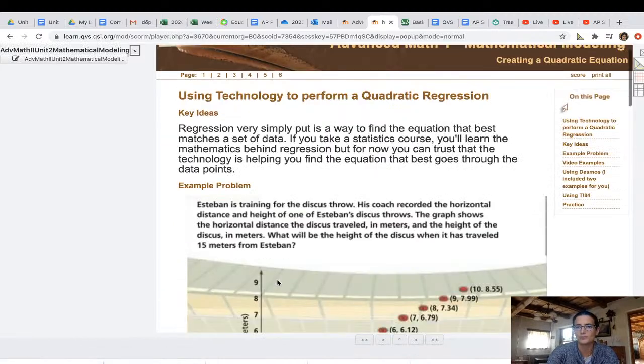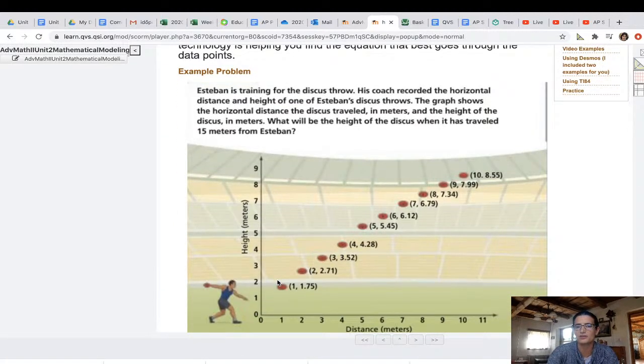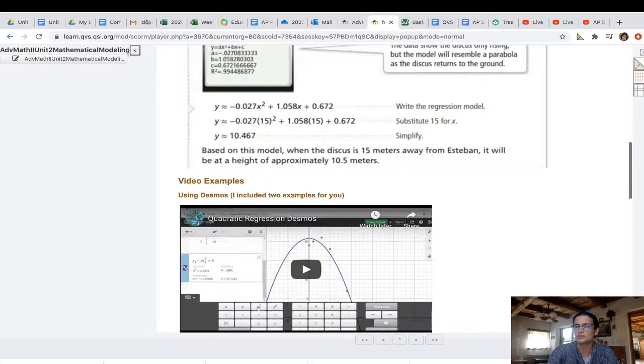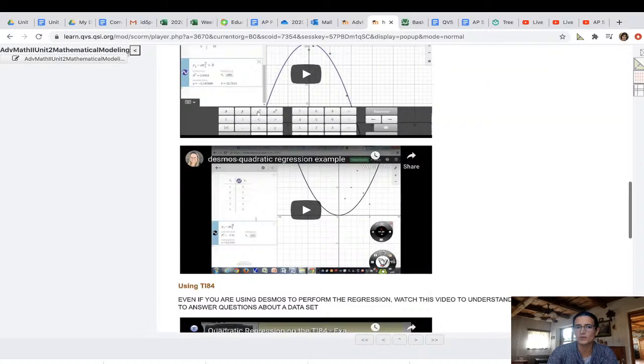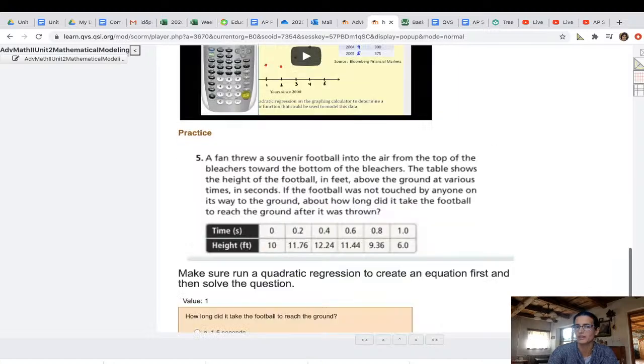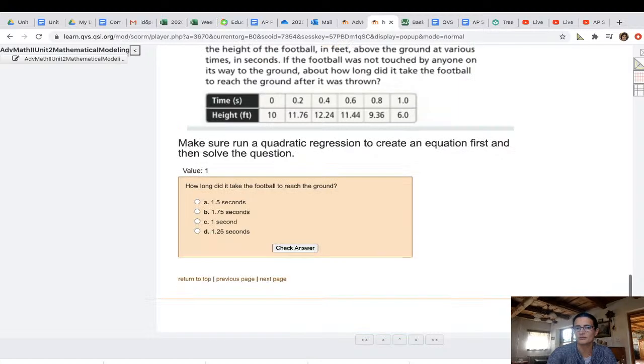You can go through, but what you're going to see here is that we could think of this as a linear model, right? It looks very, very linear, but what do we know about it? We know it's going to come back down, right? If I was thinking of this discus as going forever and ever, I'd think linear, but it's not. It's going to come back down, and it's going to do so in a parabola. And then you use your calculator or Desmos. There's a couple examples here using Desmos, using your calculator. You can choose to build the models.